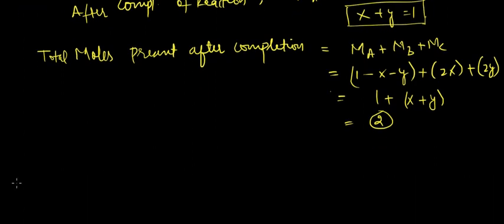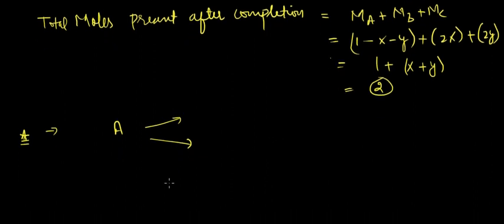Okay, so now let us generalize this into saying that A gets parallelly converted into B and C, and let's say the rate constant of conversion was K here, and K1 was the rate constant of conversion from A to B, and K2 was the rate constant for conversion of A to C. Then we can write that K would be equal to K1 plus K2.